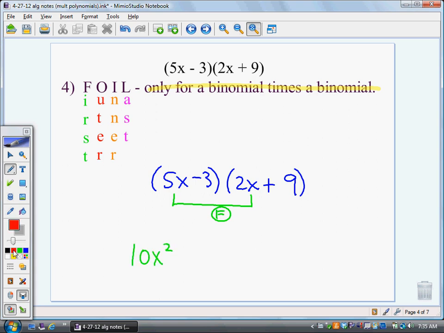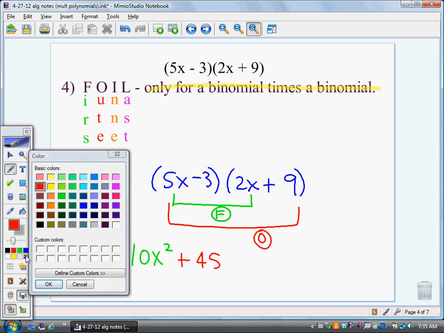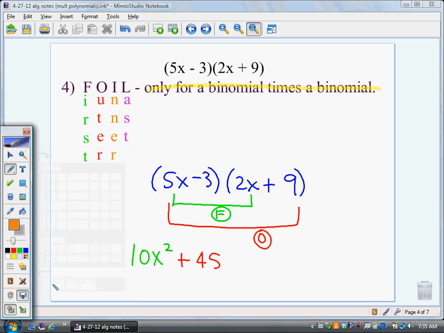O stands for outer. So we take the outer terms. 5x and positive 9. And that makes 45x. And they're outer, they're far left and the far right, the outer terms. And then I stands for inner. And inner would be the 2 on the inside. Negative 3 times positive 2x is negative 6x.